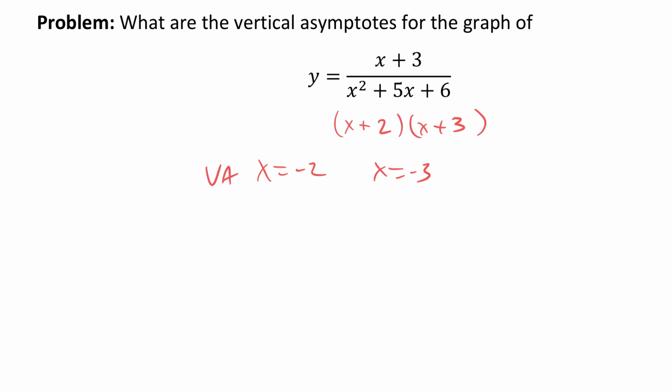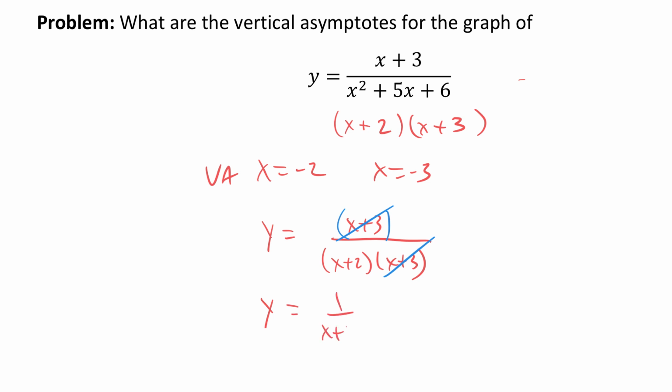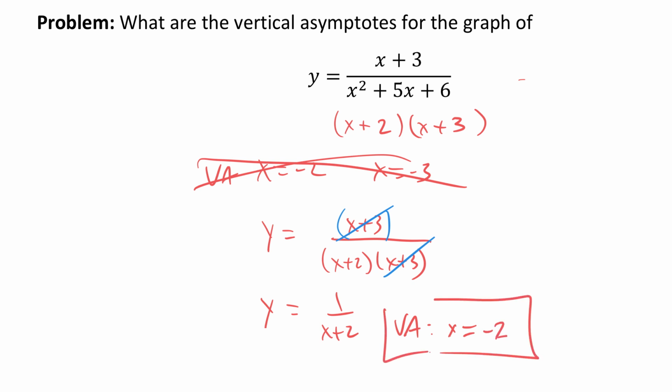This x plus 2, x plus 3 really should be rewritten. We should really have y equals x plus 3 over x plus 2, x plus 3. And now we see that the x plus 3 is in common with the top and the bottom, and it cancels out. So that gives us y equals 1 over x plus 2. So now, instead of saying this, we would say we just have a single vertical asymptote at x equals negative 2. And so that negative 3, it wasn't a vertical asymptote.